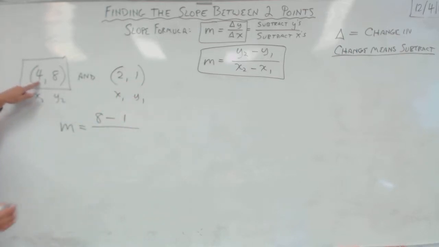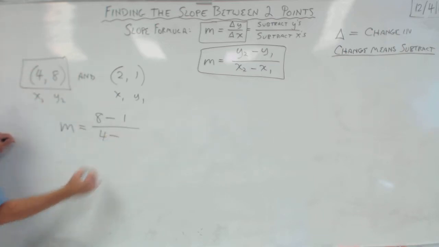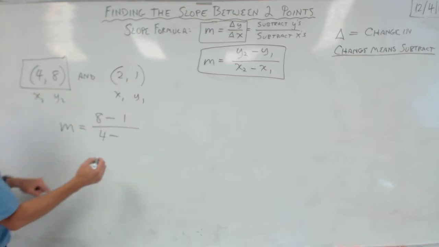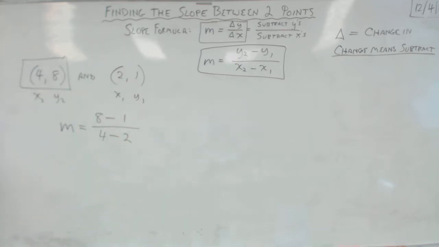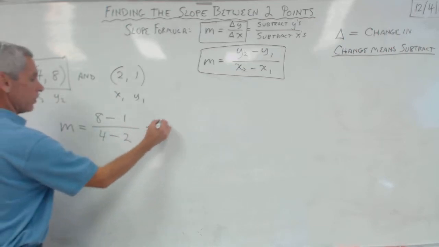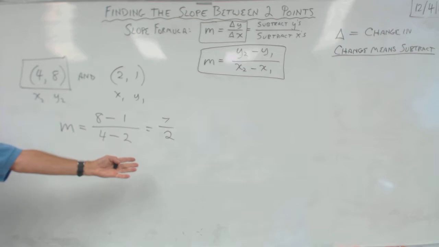All over my x, I always start with the one in the box. 4 minus, because change means minus, 2. And so now I get 7 halves, right? And that's my slope.